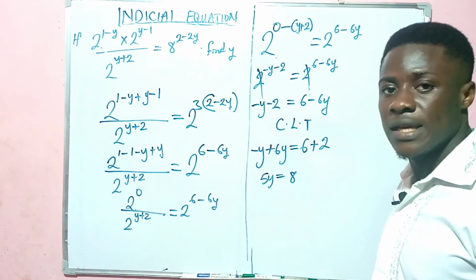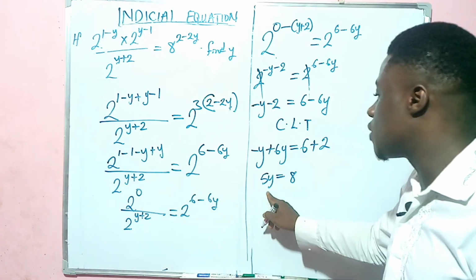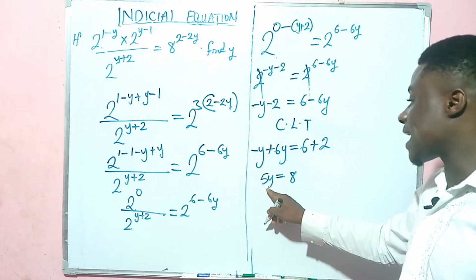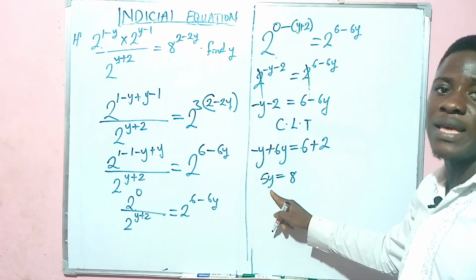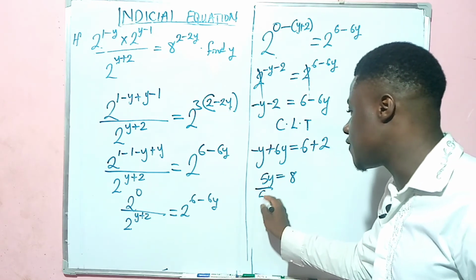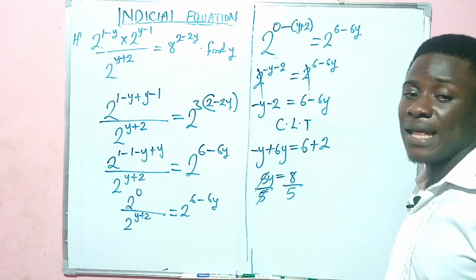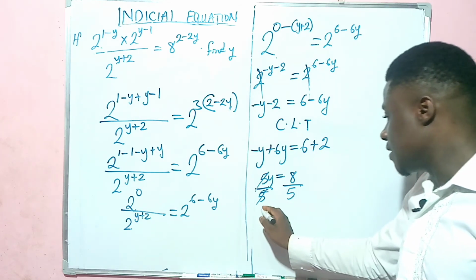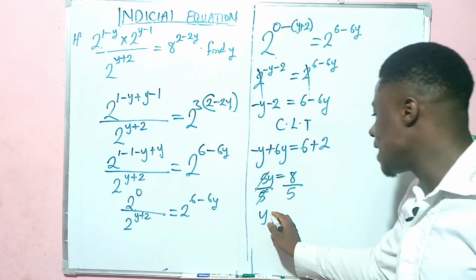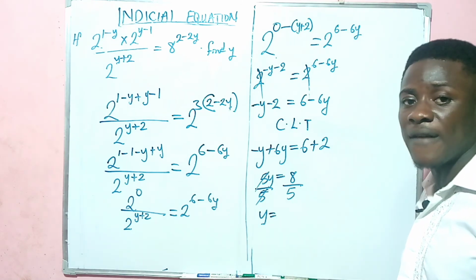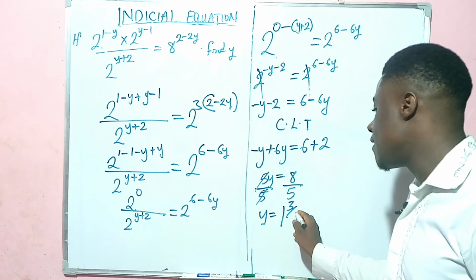Have I gotten the value of y? No. I can still divide both sides by the coefficient of y, so that I can get the final value of y. The coefficient of y here is 5, so divide it by 5, and as well divide 8 by 5. Now you can see that the value of y is certain. So y equals 8 divided by 5, which gives me one whole number 3 over 5.